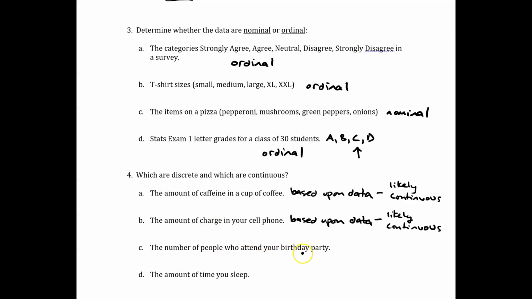The number of people who attend your birthday party. Well, you can only have a whole number of people. You are restricted to a whole number of people in a case like this. So this would be discrete. And then the last one, the amount of time that you sleep, this would definitely be continuous. And the reason is very few people sleep for exactly a whole number of hours. Most people would sleep for 7.4 hours or 7.25, some sort of a fraction after that whole number or some sort of a decimal.